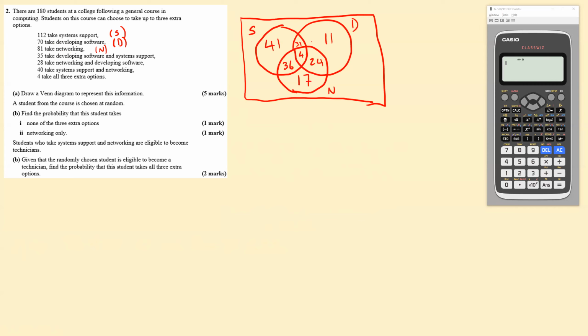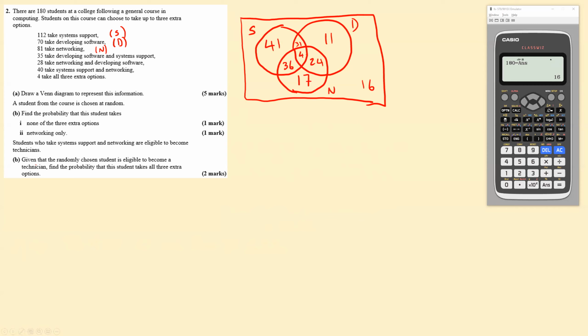Now, the big thing is I know there's 180 people. So if I add together everything in here, actually, you know what? I'm going to do 112. So I know that's all of the S plus 11, 24, and 17. I'm looking for the fastest shortcut I can. That's 164. I want to do 180 minus that to get what goes on the outside. Hopefully you've already spotted 16. That just goes out here. So that's the remaining people that didn't choose any of these 3 things.